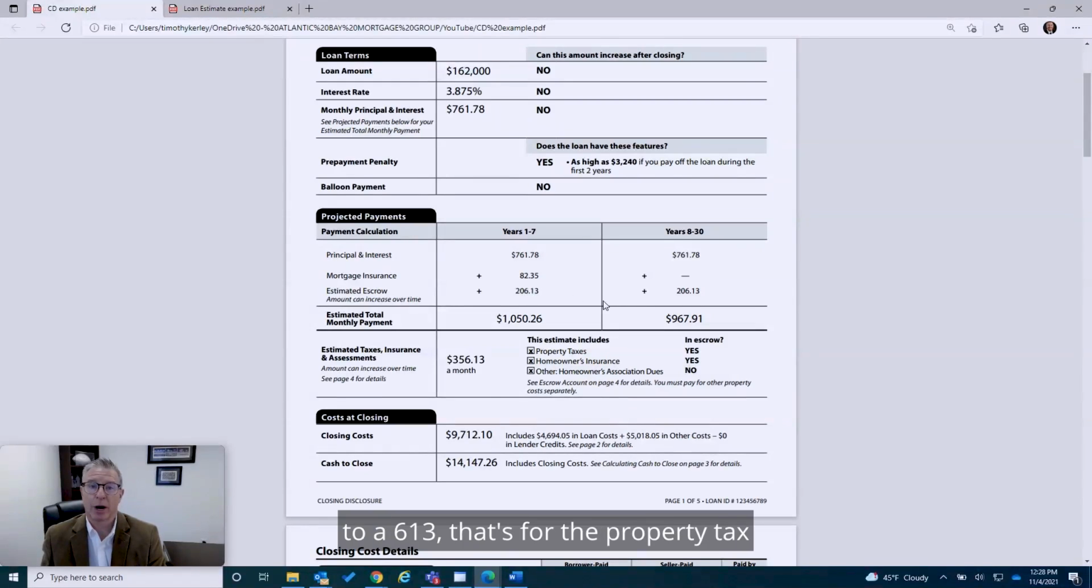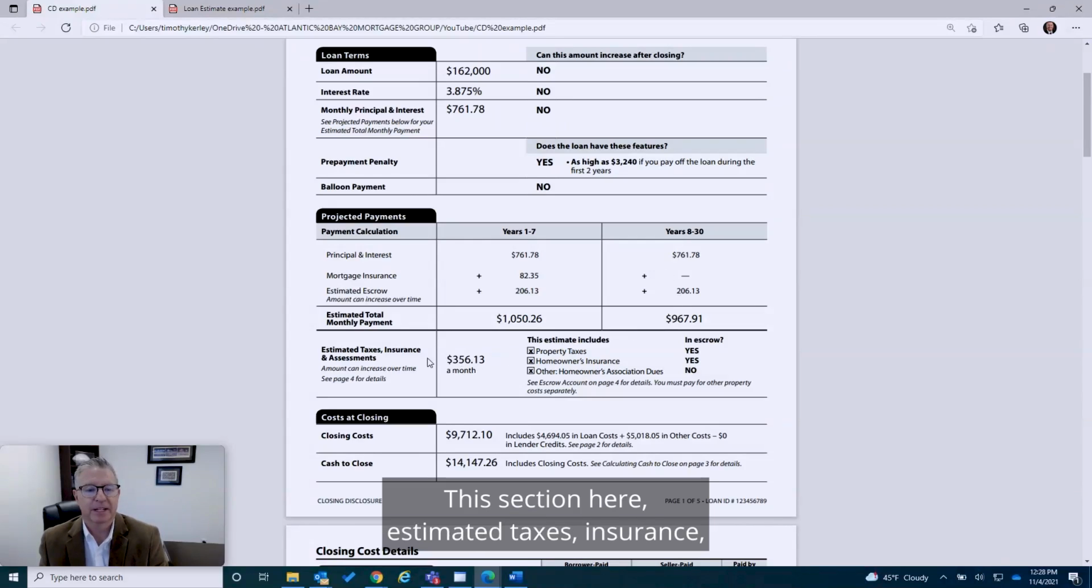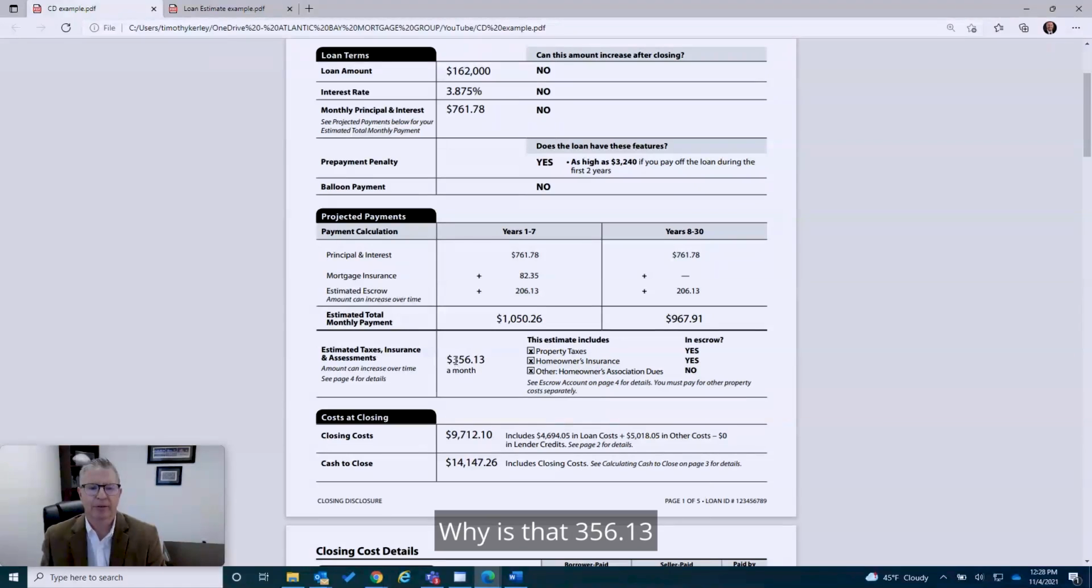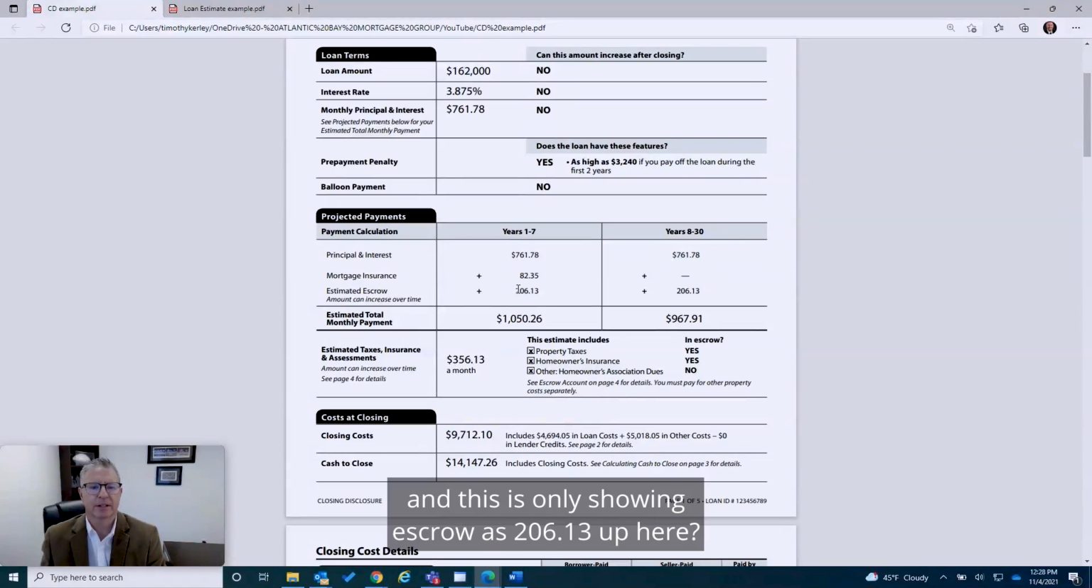206.13, that's for the property tax and the homeowner's insurance. Okay, so I've got all this totaled out here. This section here, estimated taxes, insurance, and assessments, basically your escrow, 356.13. Well, wait a minute. Why is that 356.13 and this is only showing escrow as 206.13 up here?